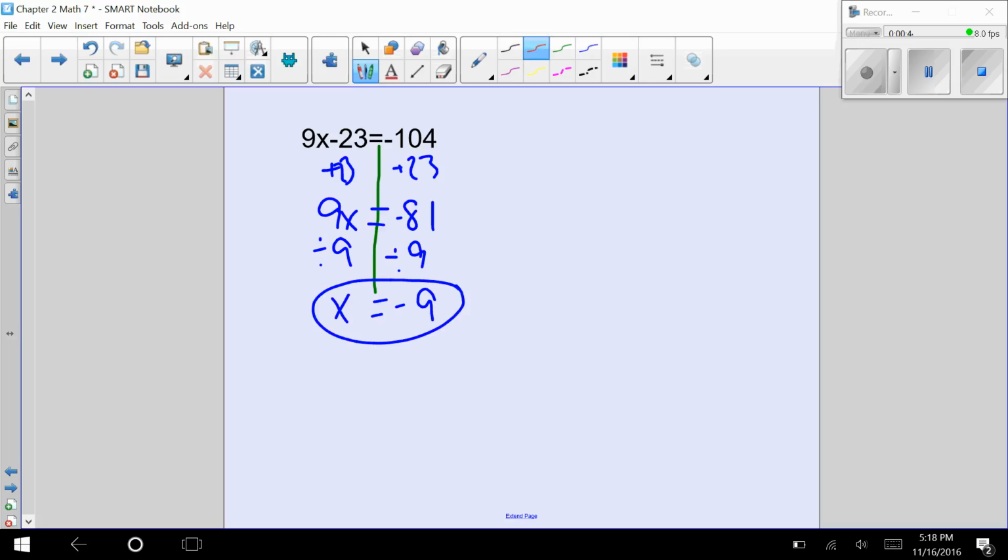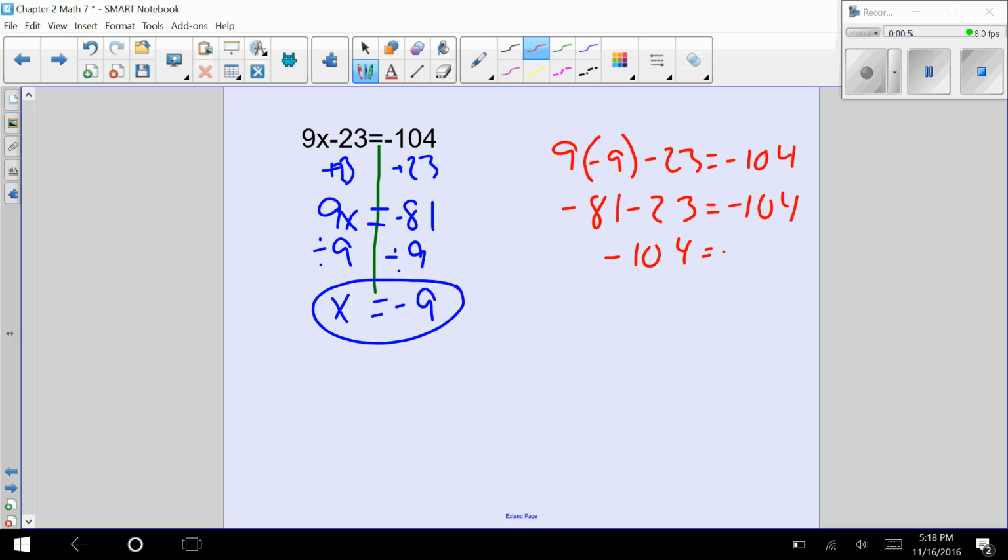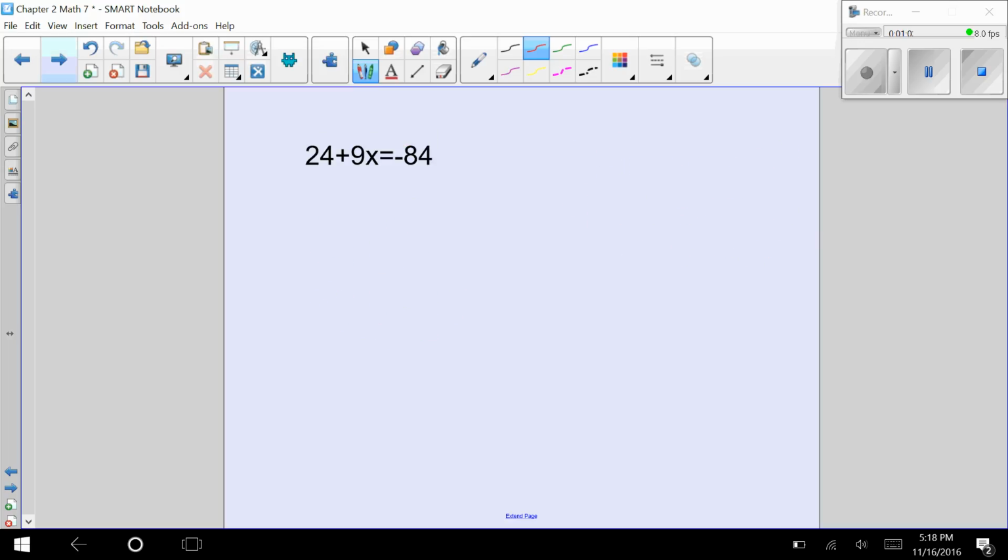To check our answer, we do 9 times negative 9 minus 23. Does that equal negative 104? Well, 9 times negative 9 is negative 81 minus 23, which does indeed equal negative 104. So it checks out. Our next one, 24 plus 9x equals negative 84.